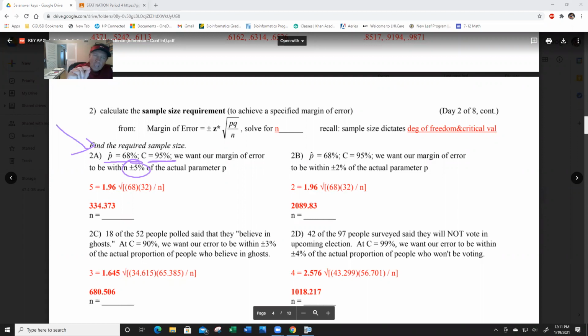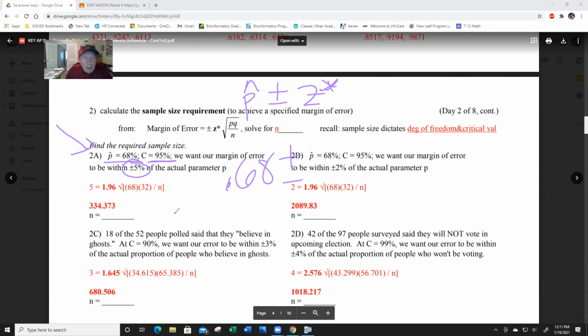A confidence interval is made by going your sample, p hat, plus or minus. So this would be 68% plus or minus. Then we're going to do z star. I'll do z star in a second here. In fact, I'll do it right now.